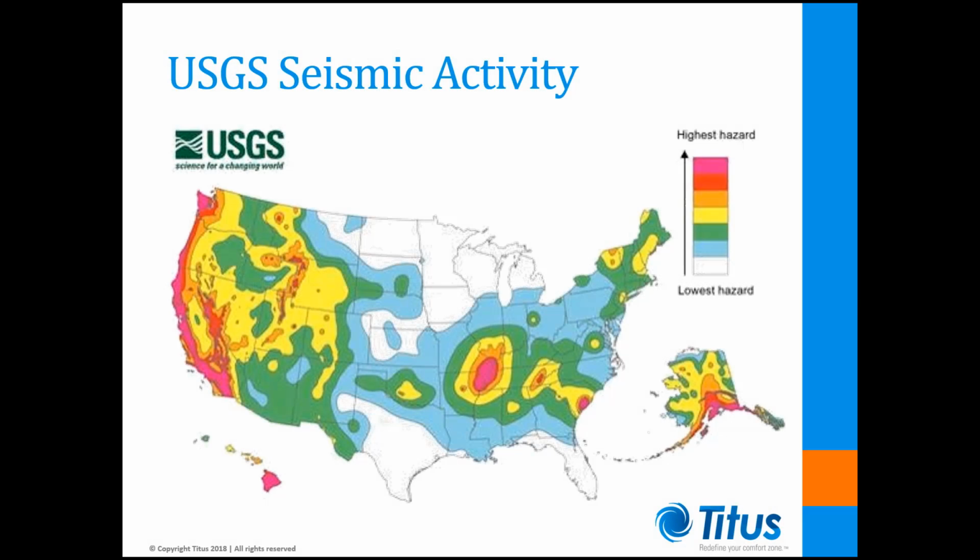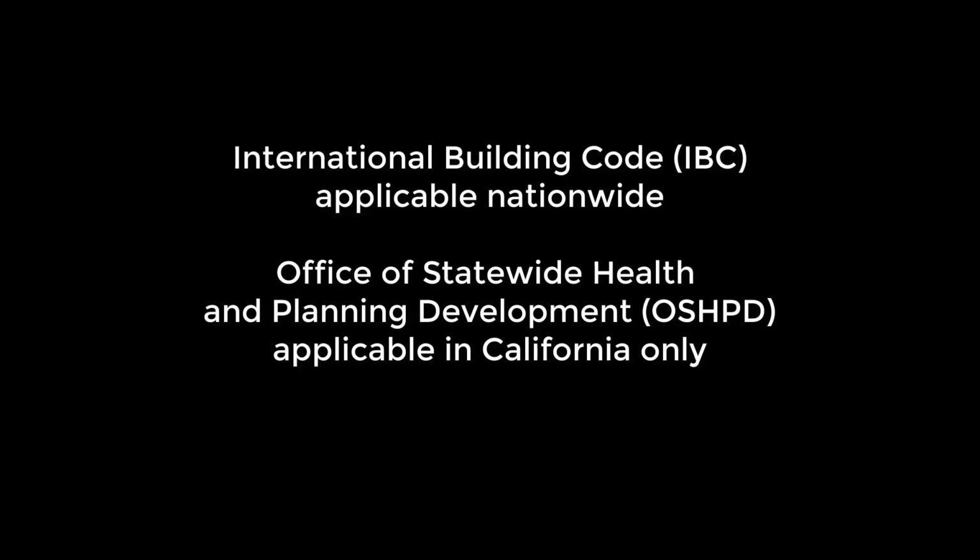Most of the United States has some form of seismic activity. However, not all active areas require additional certification or testing. There are two main drivers of seismic requirements: the International Building Code, or IBC, which is applicable nationwide, and the Office of Statewide Health Planning and Development, or OSHPD, which is applicable only in California.